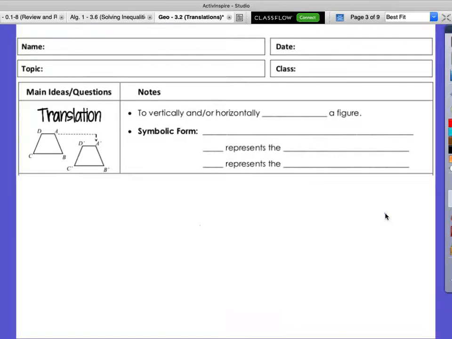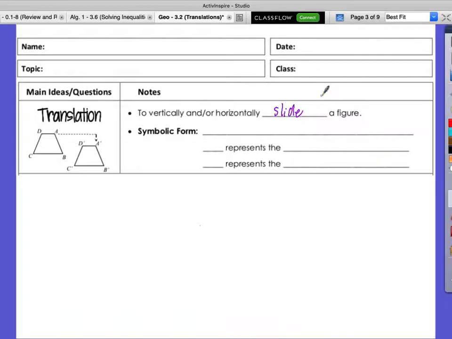Translation means to vertically and or horizontally slide a figure, okay? Everybody show me with your hands and or arms what vertical is. Vertical is this way, okay? Now show me what horizontal is, this way. So if we're moving it vertically, we're going this way. If we're moving it horizontally, we're going this way. Sometimes we'll be doing both. A lot of times we're doing both.